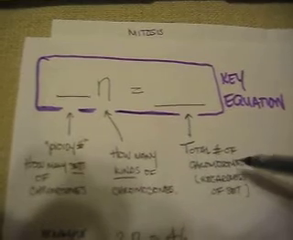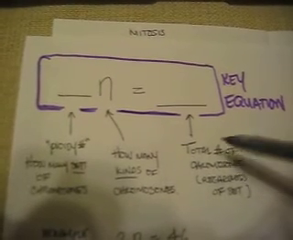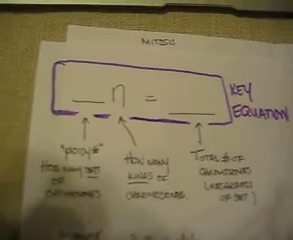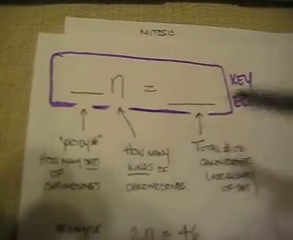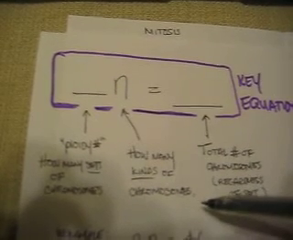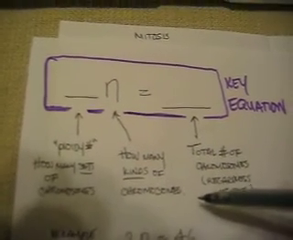Let's skip to the third number. This one represents the total number of chromosomes in the cell, in the nucleus. And finally, this n number represents how many kinds of chromosomes you have. So that shouldn't make any sense right now, but let's look at this example.